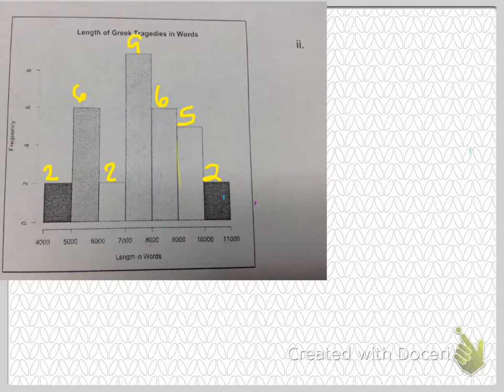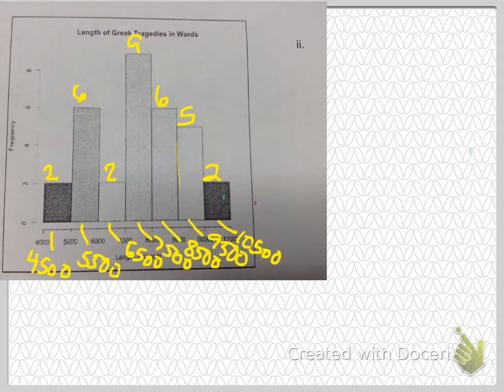We also need to go through each bin and find a number that's right in the middle. So this first bin goes from 4,000 to 5,000. I would say a good number right in the middle would be 4,500. You can do that with all of the other bins. And in just a minute, we're going to put all of this into an equation so that we can find our mean. I've jumped ahead a little bit and labeled all of those. So now we have all of the bins with a nice number in the middle.